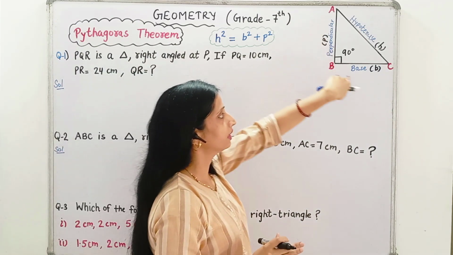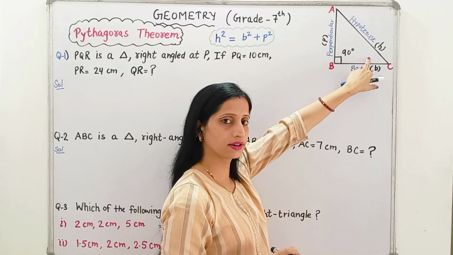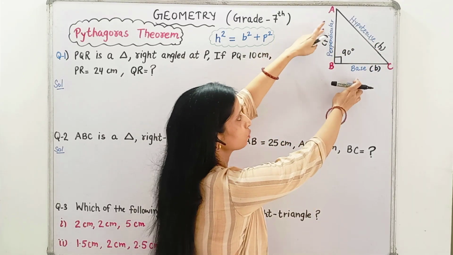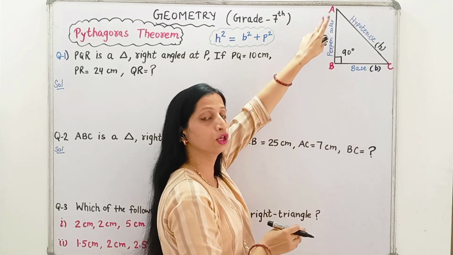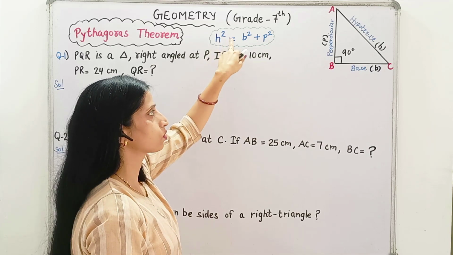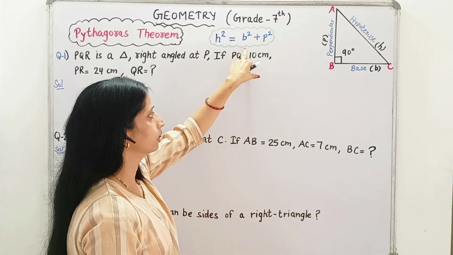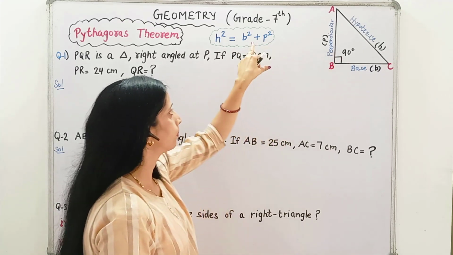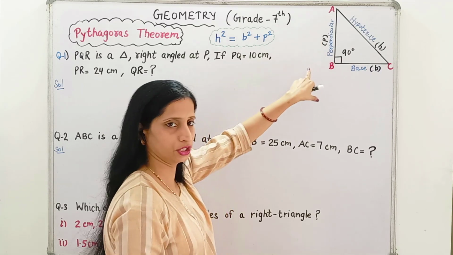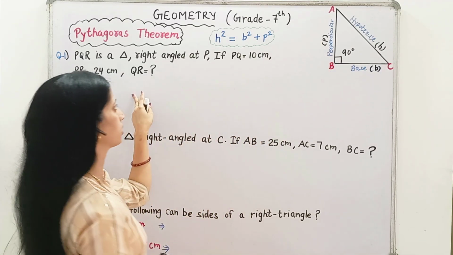So in a right angle triangle, the hypotenuse square will always be equal to the sum of the squares of the other two sides. Or simply we can write in the formula that h square, or the square of the hypotenuse, will be equal to the square of base plus the square of the perpendicular, or the square of the altitude. Okay, now we will learn about this theorem by solving some questions.